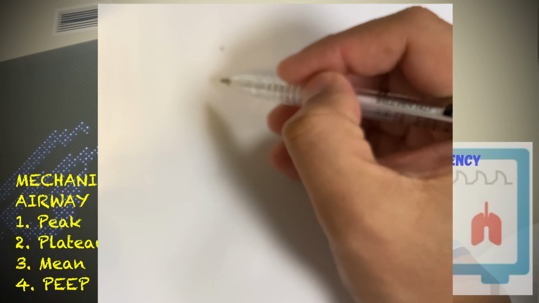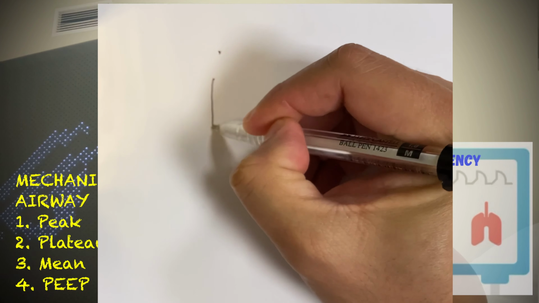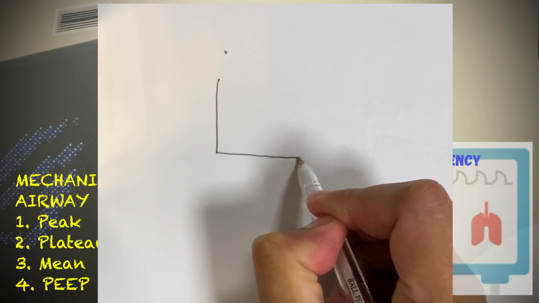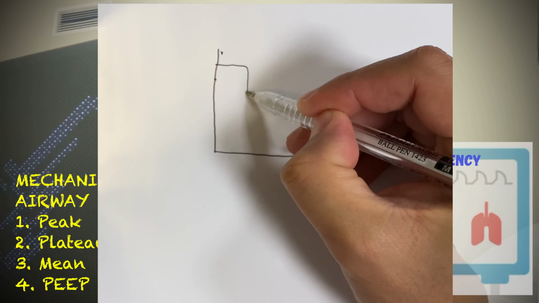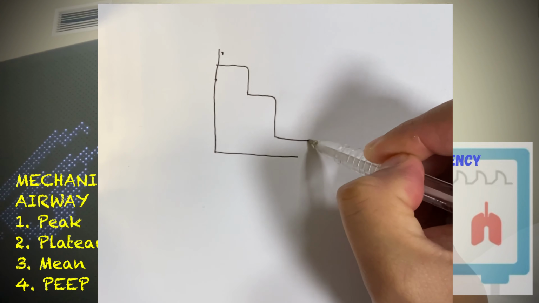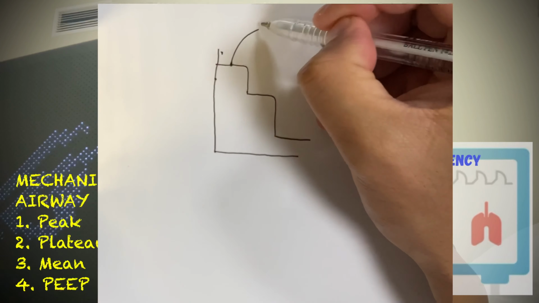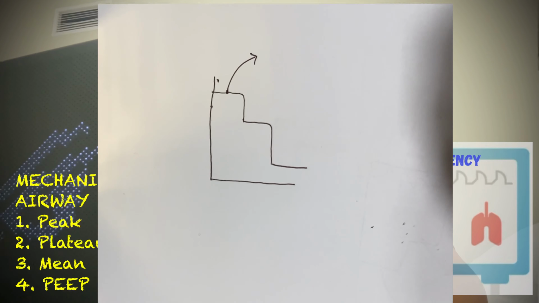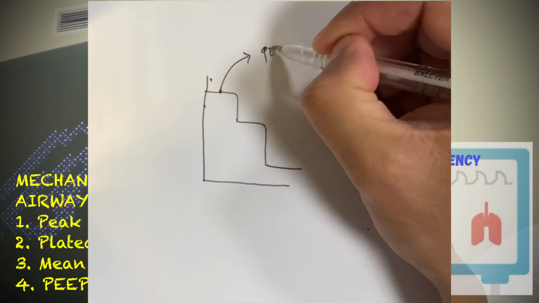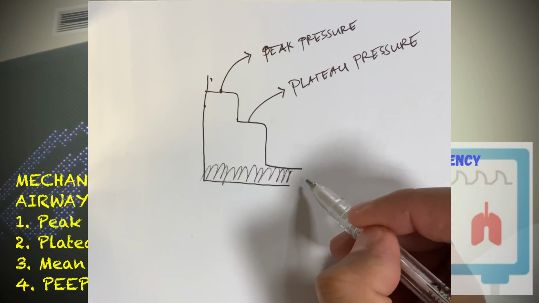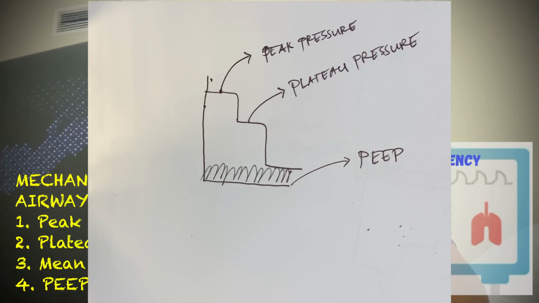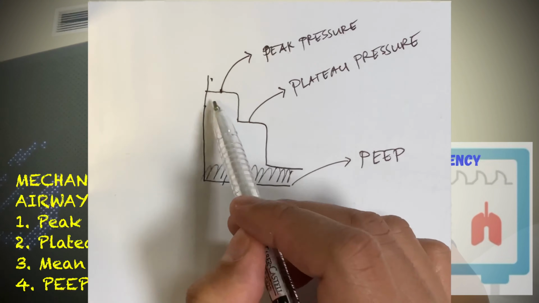Okay? Let me give you an illustration. On the screen, that's the illustration of the waveform. That's a pressure waveform. This is the peak pressure. This one is the plateau pressure. The area here is the PEEP that we set. This whole area here is the representation of the mean pressure. Okay, that's it.